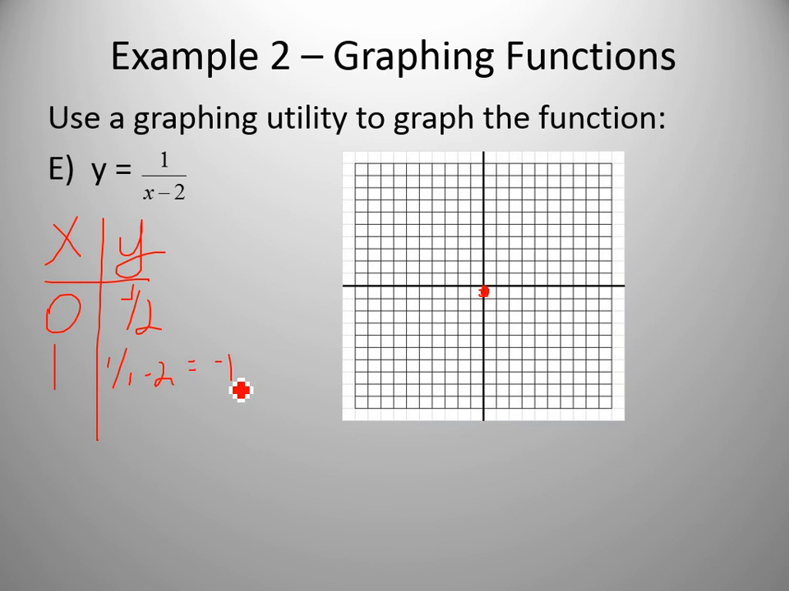So that's negative 1. So another point's going to be 1, negative 1, which will be right about here. And then if I put, let's say, a 3 in for x, just notice I don't want to put a 2 in for x here, because if I put a 2 in for x, that's going to make the function undefined. So I don't want to do that there. So if I put a 3 in for x, this is 1 over 3 minus 2, which would be positive 1 there. So I got 3, positive 1. That's going to go here.